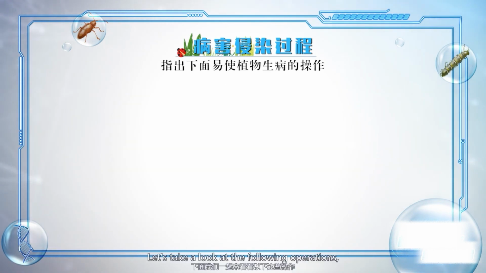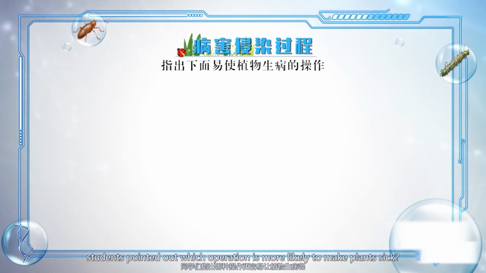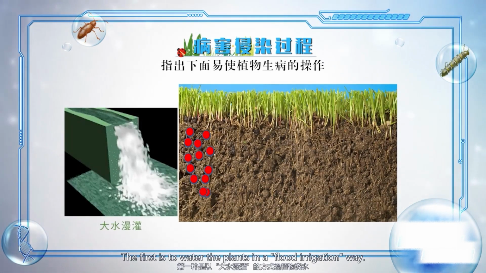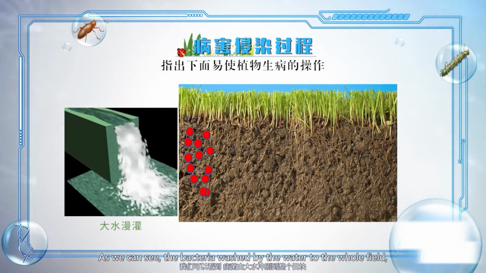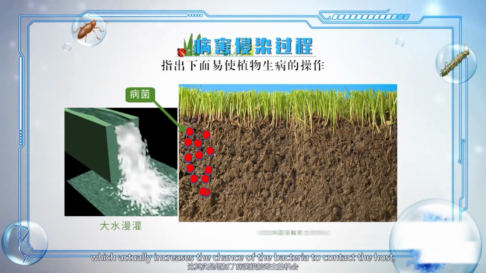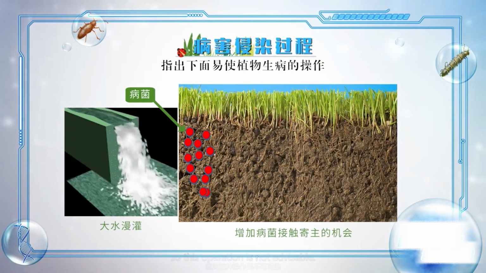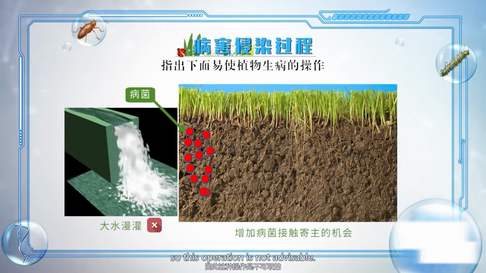Let's take a look at the following operations. Students, point out which operation is more likely to make plants sick. The first is to water the plants by flood irrigation. As we can see, the bacteria are washed by the water to the whole field, which actually increases the chance of the bacteria contacting the host. So this operation is not advisable.